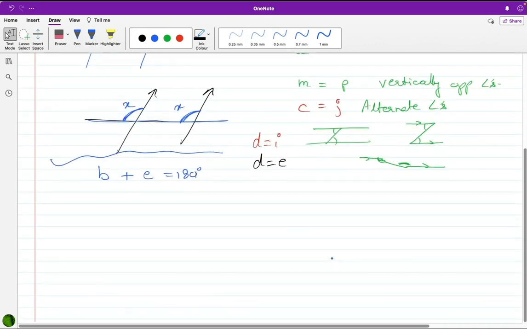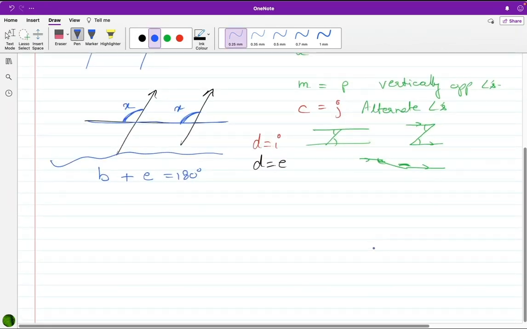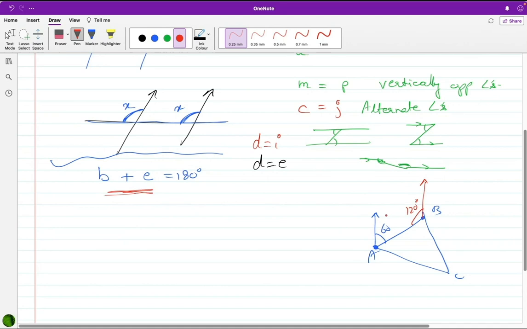Remember bearing trigonometry? If we were to solve a question A, B, C, and this was given as 60, this is not. So if I'm working at B, I would know that would be 120. This is 120, right? So this is the exact same property. Interior angles between parallel lines are supplementary.